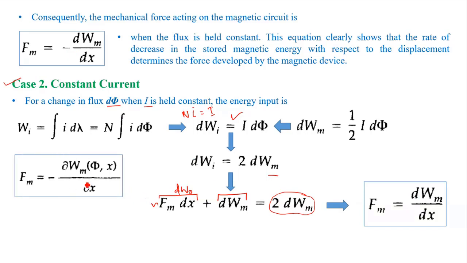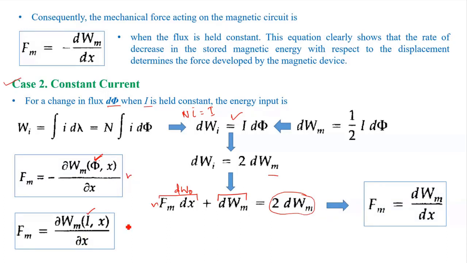So therefore, in the form of a function, when the flux is constant and x is variable, I can write Fm is equal to minus the partial derivative with respect to x of Wm as a function of phi and x. And similarly, when the current is constant, I can write the magnetic force as the partial derivative of Wm as a function of I and x with respect to x. Okay, so these two expressions play an important role in finding the magnetic force in a magnetic circuit.